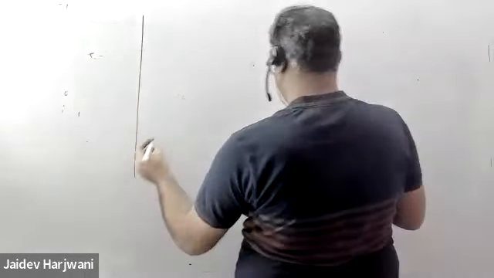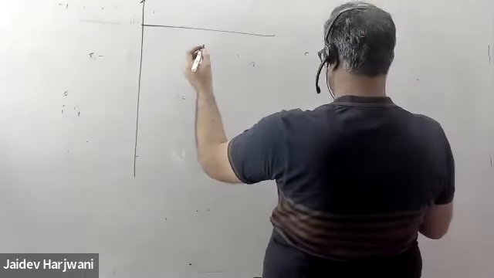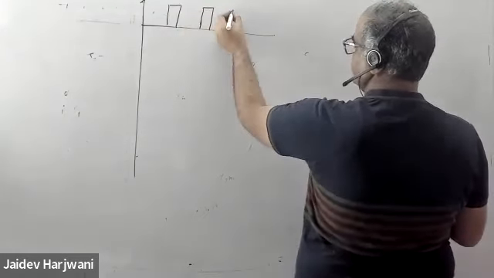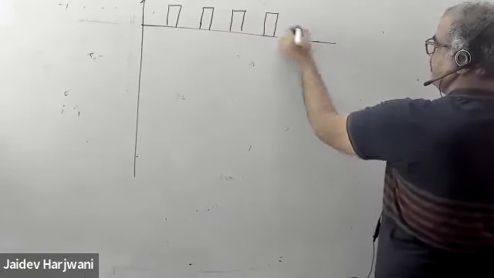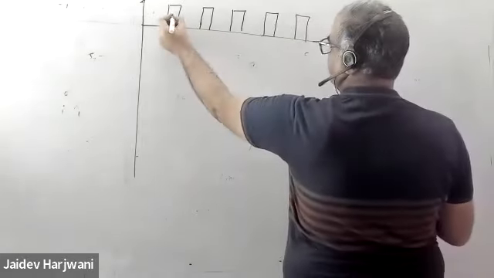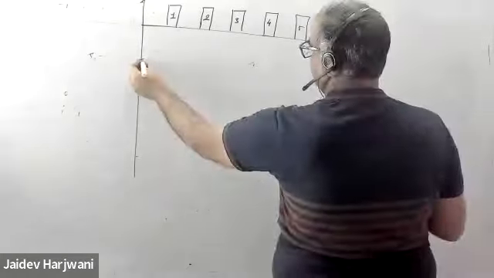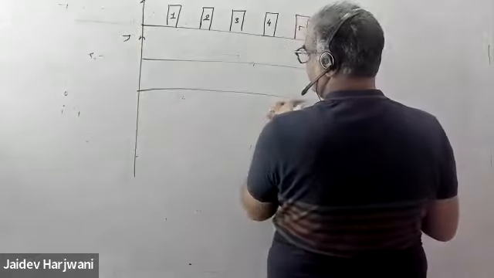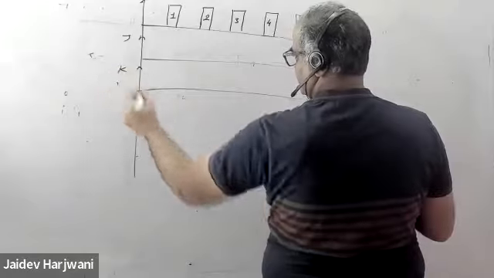Okay, so I'm giving the clock. 5 clocks I'm giving: 1, 2, 3, 4, and 5 clocks. So clock 1, 2, 3, 4, 5, and there you have input J, input K, and you have to find out finally the output Q.